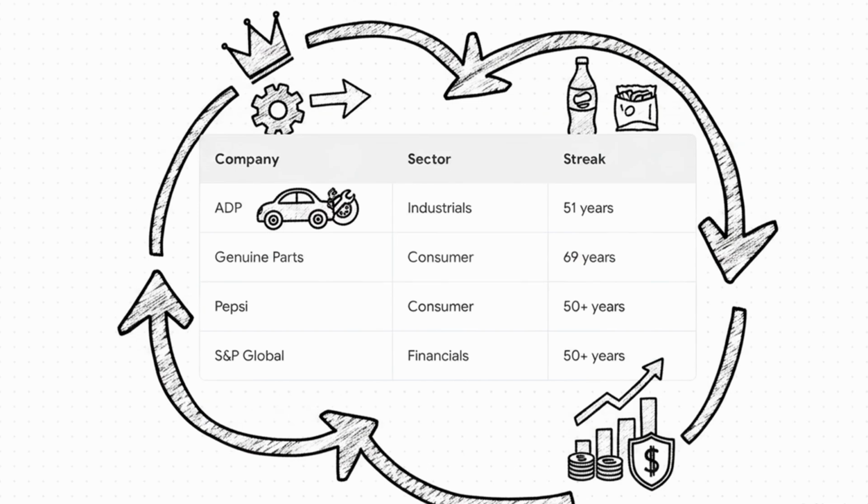But here's the catch. Achieving that kind of longevity means these lists are heavily skewed toward non-cyclical sectors. Consumer staples, industrials, utilities. That introduces a ton of sector concentration risk if you aren't careful. Oh, and if you start looking at international dividend royalty, don't forget you've got to factor in currency risk too.